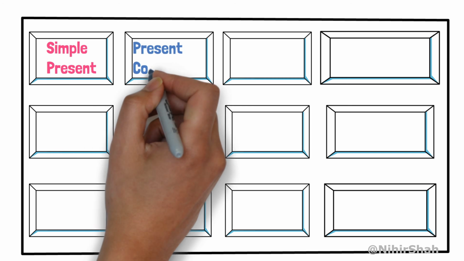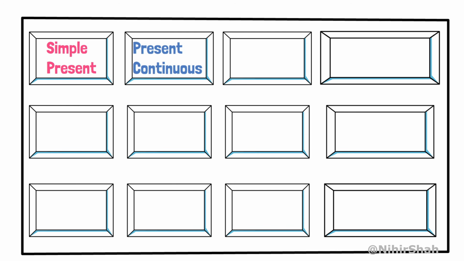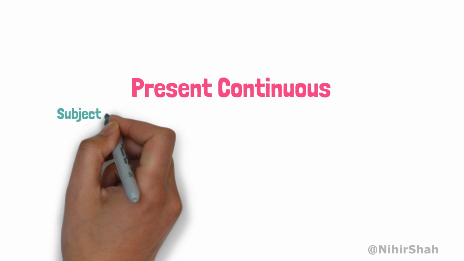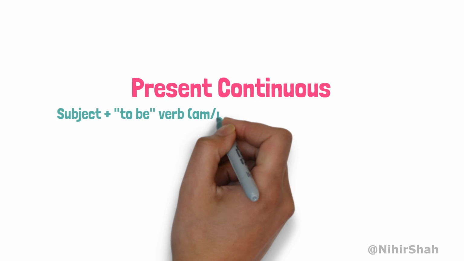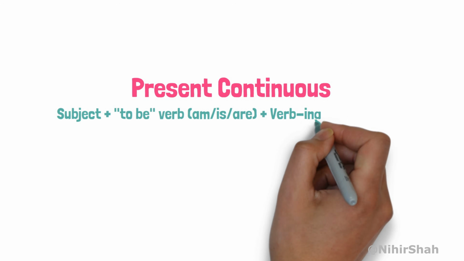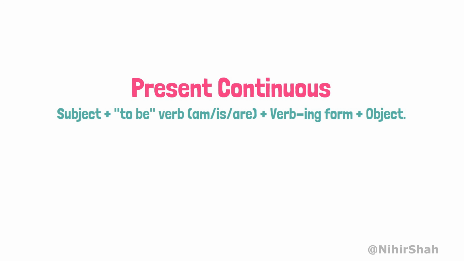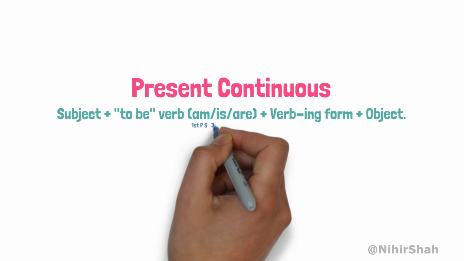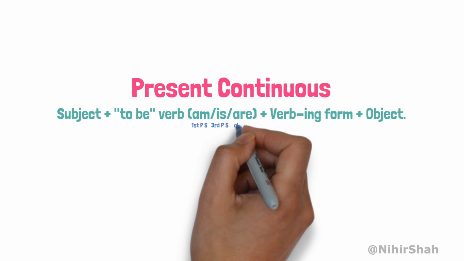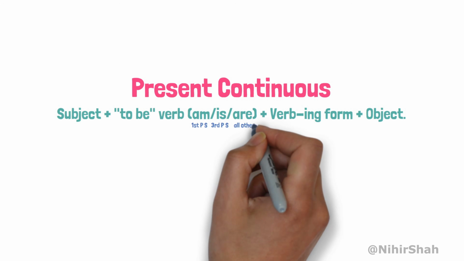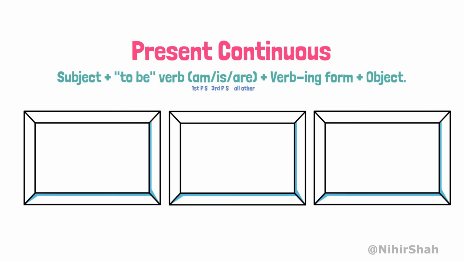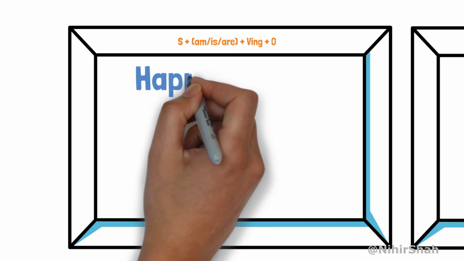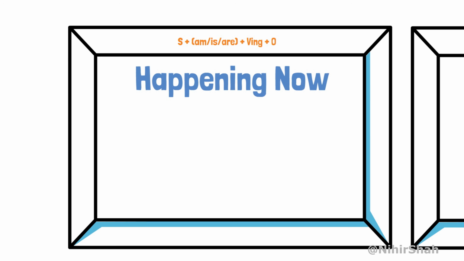Number 2, present continuous tense. The sentence structure is subject plus to be verb, which is am, is, or are, plus verb's ing form plus object. The to be verb changes according to the subject. Am for first person singular, is for third person singular, and are for plural and all other persons. The present continuous tense is a verb tense used to describe number 1, actions happening at the moment of speaking.